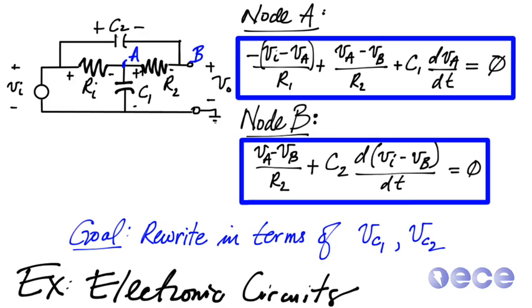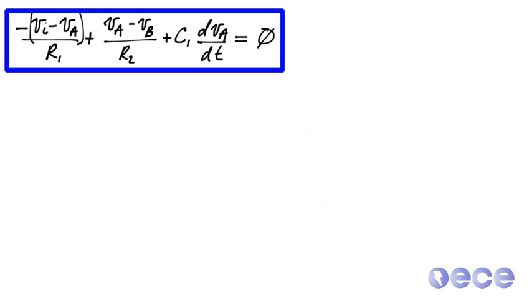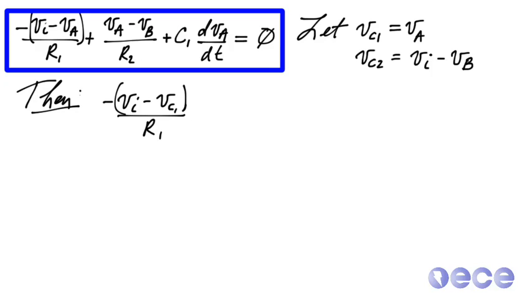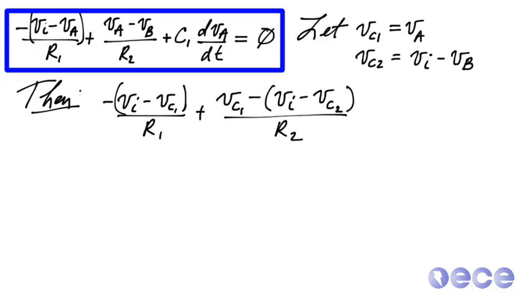So I'd like to rewrite these in terms of Vc1 and Vc2. I'm going to define those voltages however I'd like. I'm going to let Vc1 be the voltage at node A, and Vc2 be V sub I minus V sub B. So now I'm going to substitute Vc1 for V_A. Likewise here, I'm substituting Vc1 for V sub A, and then for V sub B I'm doing a little bit of math to move V sub C2 onto the other side. And now we can just substitute Vc1 for V sub A, and all of those values equal 0.